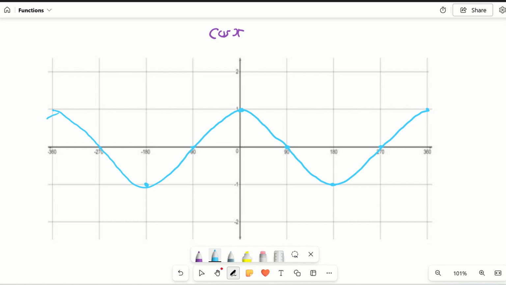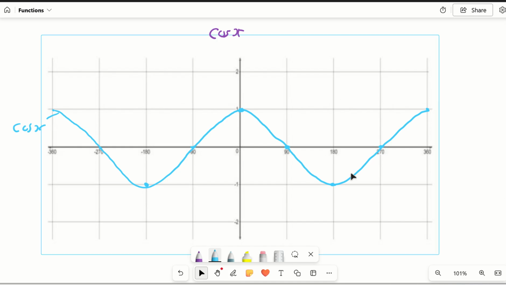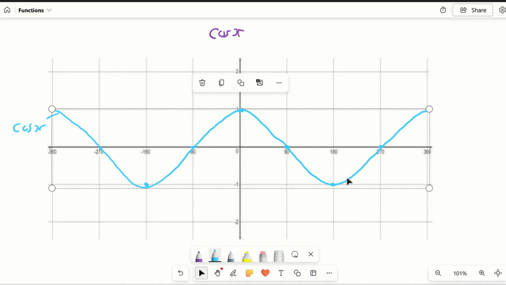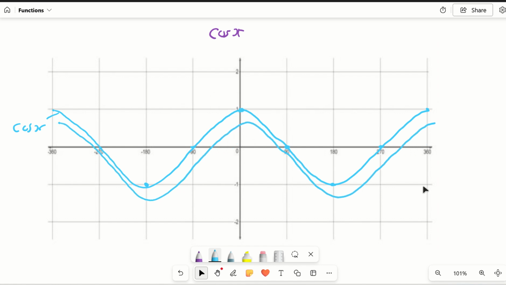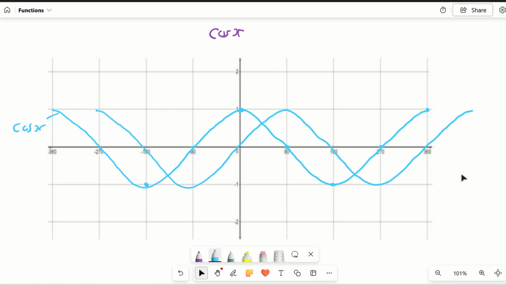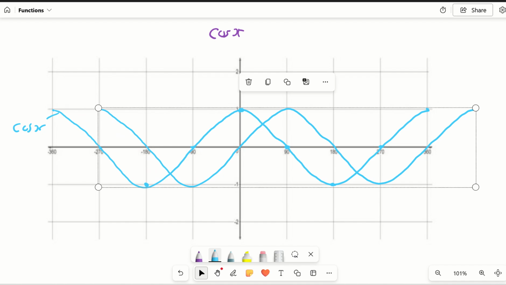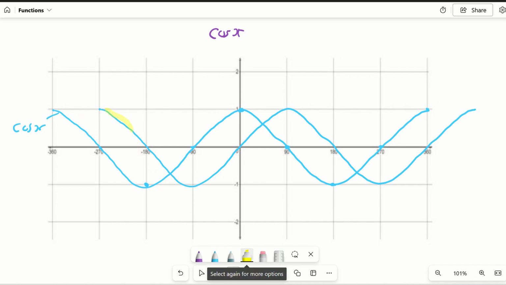Let me write it there, cos x. Then the graph of sin x is literally the graph of cos x, but you just shifted 90 degrees to the right. Let me show you. I'm going to take this blue graph, duplicate it, and shift it 90 units to the right. See, it's going to be like this. This is the graph of sin x. So these two graphs you need to know by heart. That's it. You need to know these two graphs by heart.